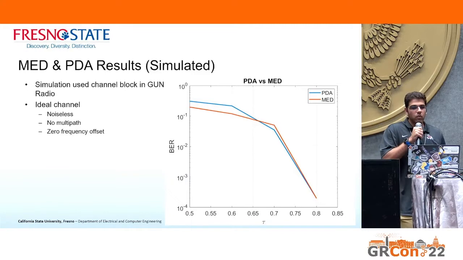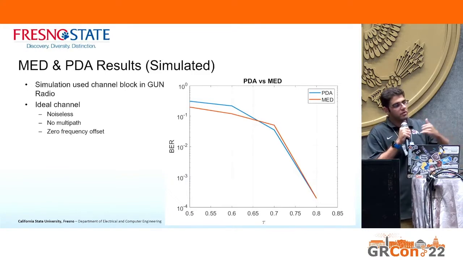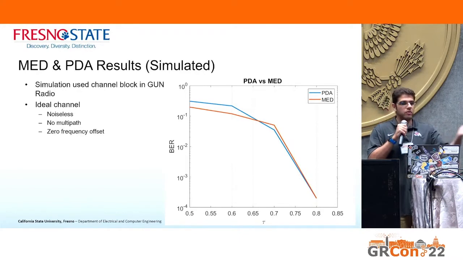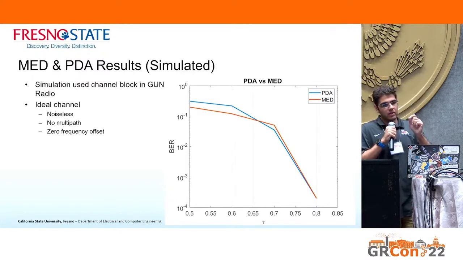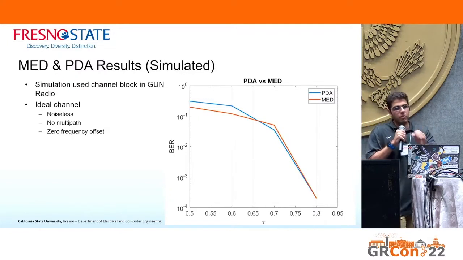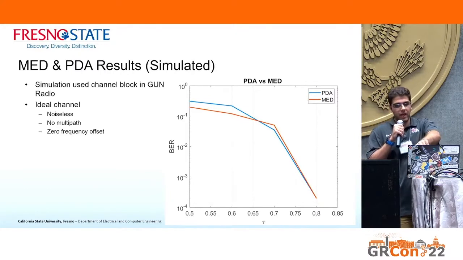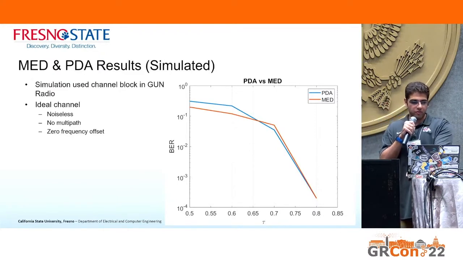So we'll go over some of the results here. One of the first things we did was simply connect the transmitter to the receiver through the channel block, and we just used an ideal channel, so there was no noise, no multipath, nothing. The results we got were that the PDA algorithm and the minimum Euclidean distance detector both make no errors in the simulation until tau hits 0.8. Then PDA looks like it might make fewer errors around 0.7, but at that point there are way too many errors for either of them to be useful.